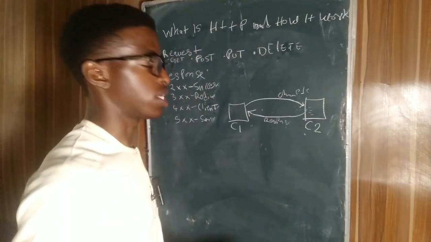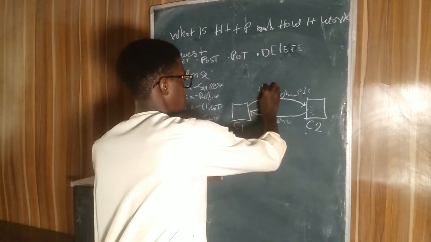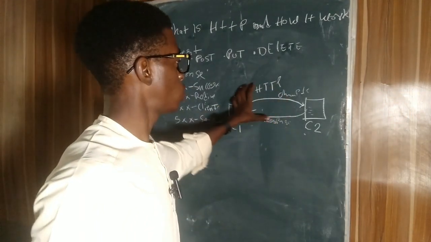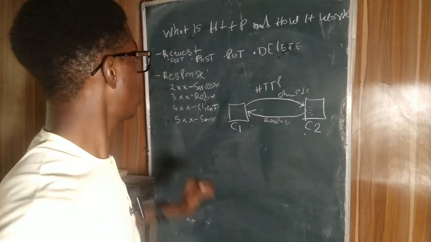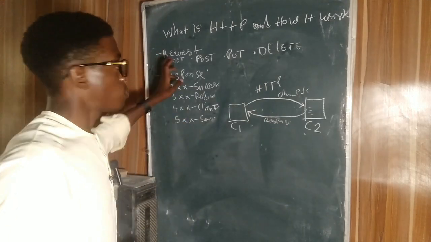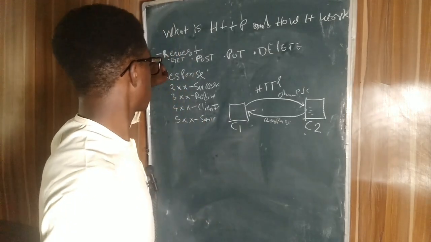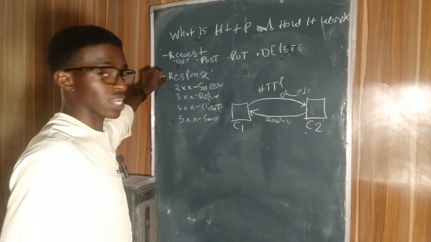So how do they communicate? The protocol that they use to communicate is called what? HTTP protocol. And this protocol works on the internet, and this is how the HTTP protocol works. First of all, in the protocol we have two things for you to know. The first thing is what? It's called request, and the second thing is response.